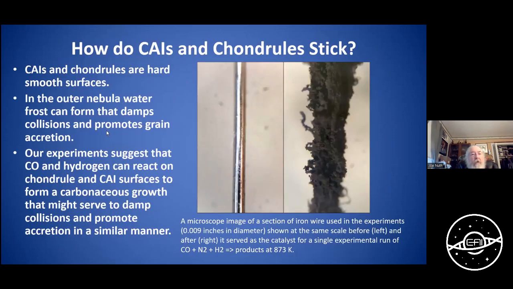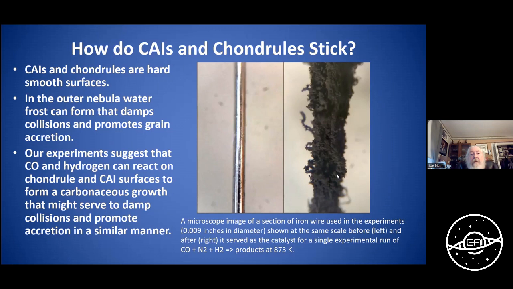We wanted to do some more quantitative reactions on the rate of reaction. So we did this on iron. This is an iron wire, 0.009 inches in diameter. This is the product after, it's at the same resolution. This is the product after we run at modest temperatures, 600 degrees, for a time in our experiments. And you can see that these nanotubes grow out, they get fluffy.